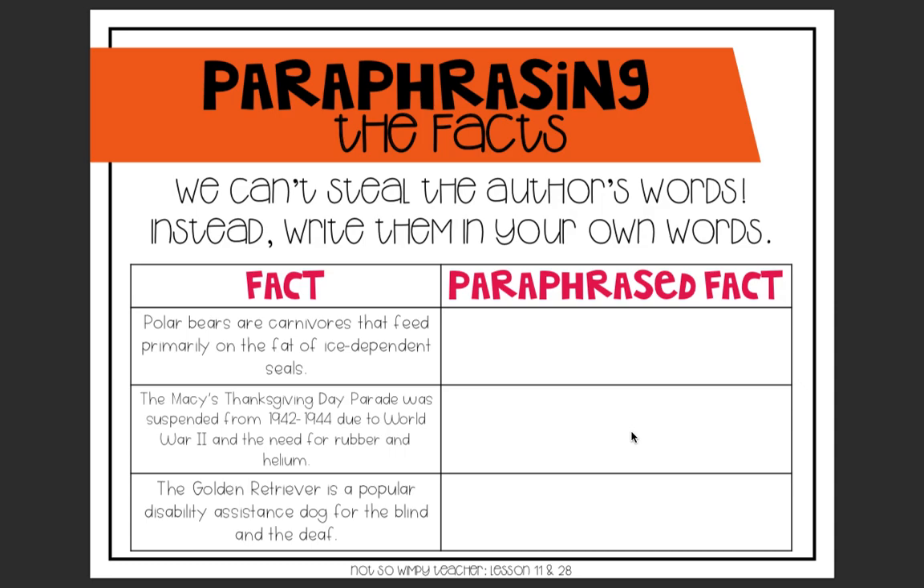The next one says the Golden Retriever is popular as a disability assistance dog for the blind and deaf. Fascinating. I want to put that in my report, but I can't steal those words. I have to make my own words. I know, I can say, the Golden Retriever is often used to help those who are blind and deaf. Notice how I can say some of the words, like I said golden retriever, I said blind and deaf. I just can't say all of the words exactly the same. I have to reword or change some of the words throughout to make it my own.